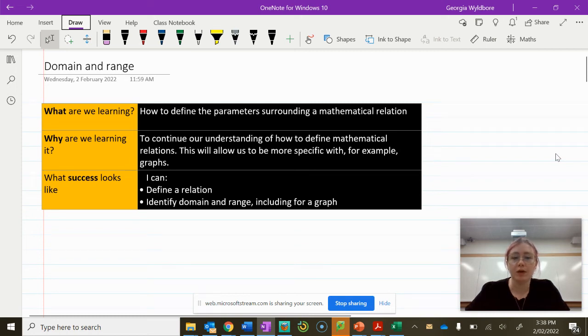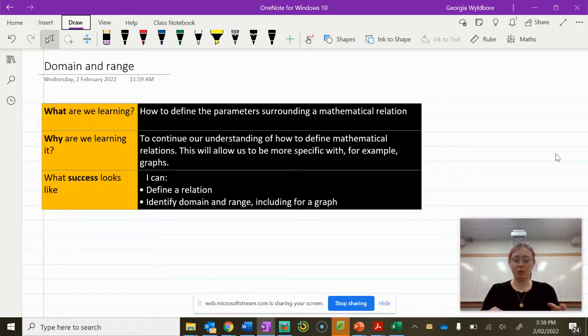In this video, we're looking at how we define the parameters that surround a mathematical relation. So rather than just notating the interval that it exists in or particular excluded values, we're talking about it in more general terms, and this is often the way it's applied to graphs and functions. It's referred to as the domain and the range.